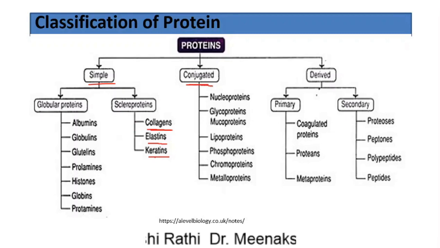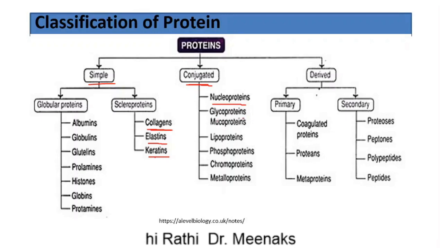While conjugated proteins contain a long chain of amino acids along with some non-protein part, which is also called the prosthetic group, and based on the nature of the prosthetic group, conjugated proteins are of mainly 6 types. First is nucleoprotein. As per its name, nucleic acids like DNA and RNA are the prosthetic group present along with the amino acids. Examples are nucleohistones and nucleoprotamines.